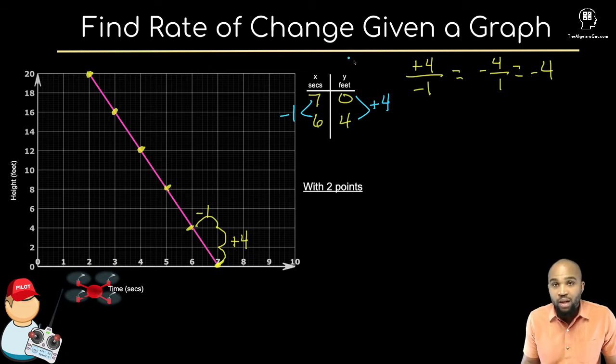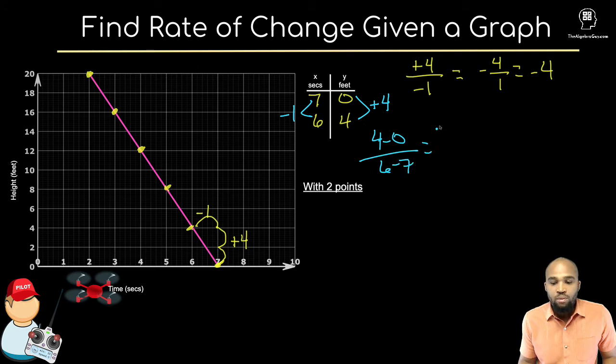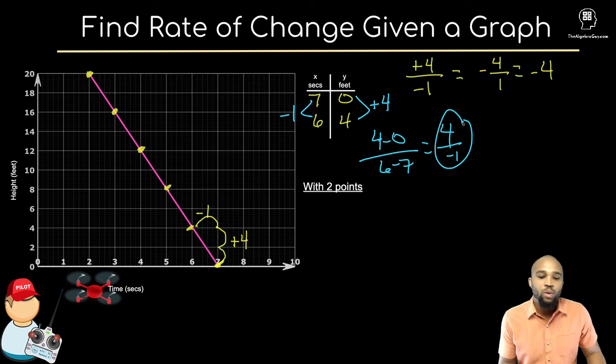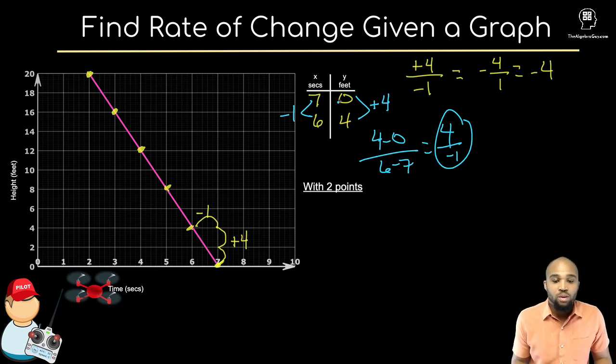And you could have used y2 minus y1 divided by x2 minus x1. You could have done that. You could have said 4 minus 0 divided by 6 minus 7, and gotten 4 over 6 minus 7, which is negative 1. As you can see, all these ways work. And you could have used 2 points, which we did after I put them on the table. So either one of those ways would have worked.